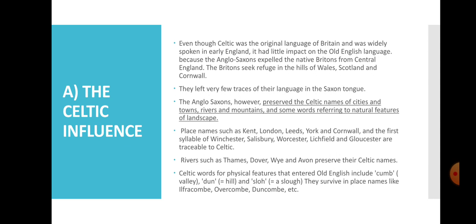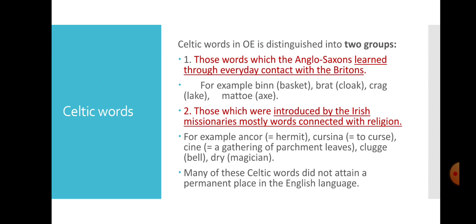Now, the few Celtic words in Old English thus preserved, it is possible to distinguish into two groups. I told you that some of the Celtic words were retained in Old English, and these Celtic words can be distinguished into two groups. The first one is the words which the Anglo-Saxons learned through everyday contact with the Britons, that is the Celtic people. Through their contact with the ordinary people, their everyday language, some of the words got into the Anglo-Saxon tongue.